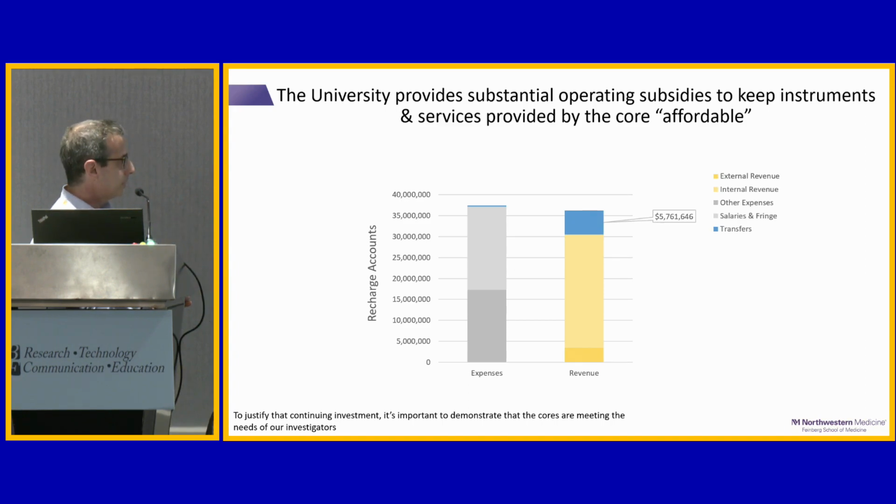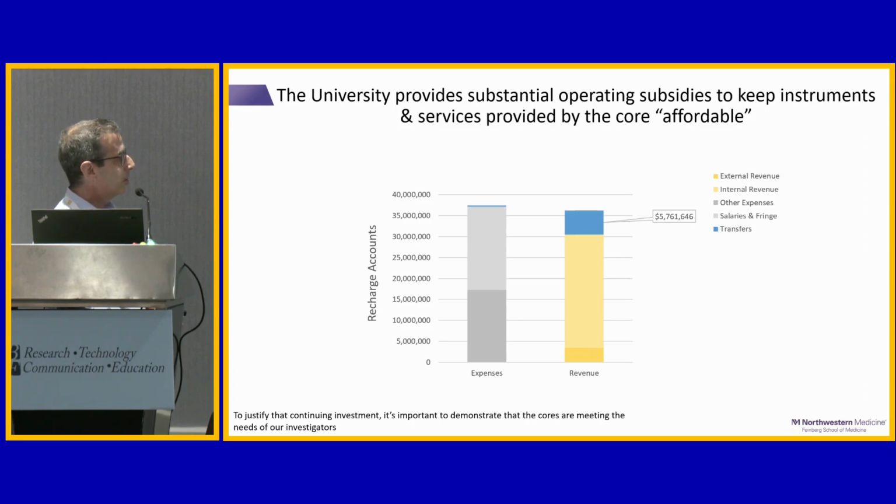So let's see. Looking at the recharge income and expenses in our core facilities, this is directly out of our core facilities management system. You can see we turned over about $37 million in services last year. It's roughly balanced with the revenue that came into the cores. This is the revenue from our internal users, a little bit less from our external users, but it balances only because we put in this big dollop of nearly $6 million.